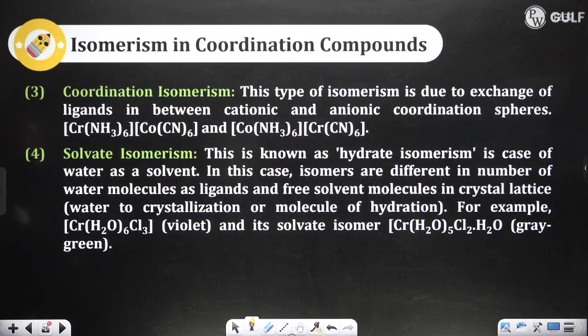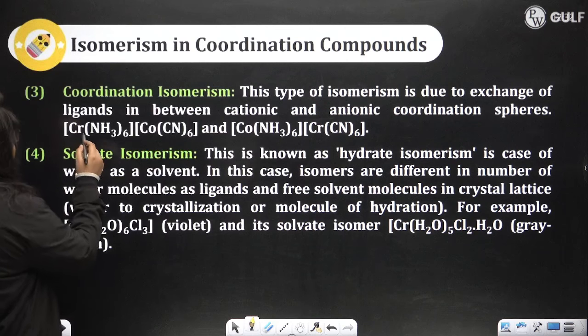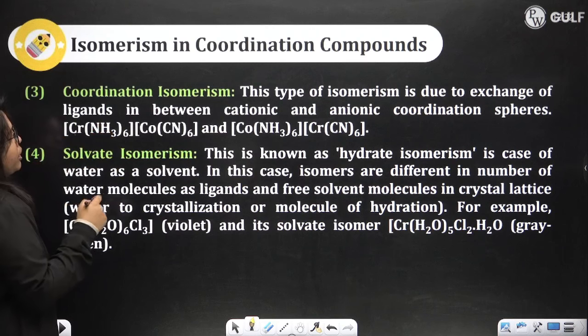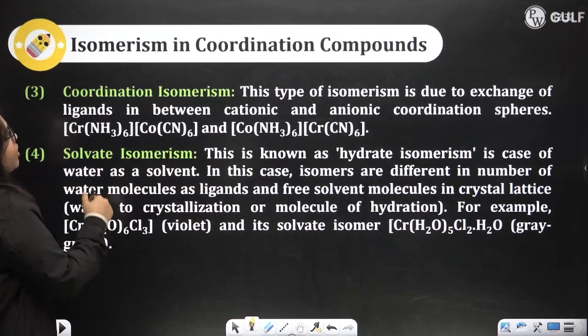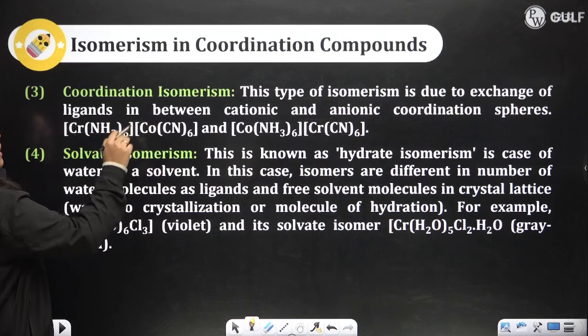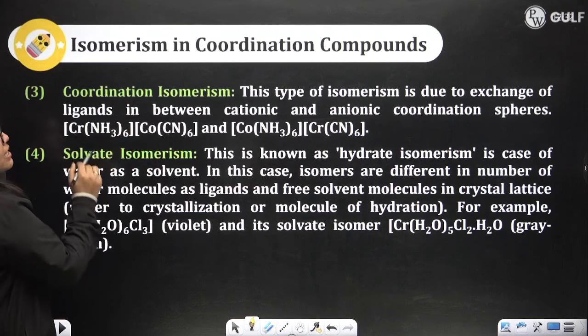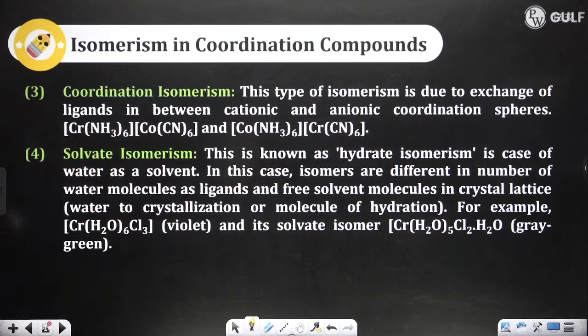Now, coordination isomerism, that is when exchange of ligands between two coordination spheres takes place in such a way that the coordination number of either is not hampered. It is known as coordination isomerism. Now look at this. Chromium is attached to 6 ammonia molecules, and here cobalt is attached to 6 cyanide molecules. Now the exchange takes place. Chromium gets cyanide and cobalt gets ammonia. All right.